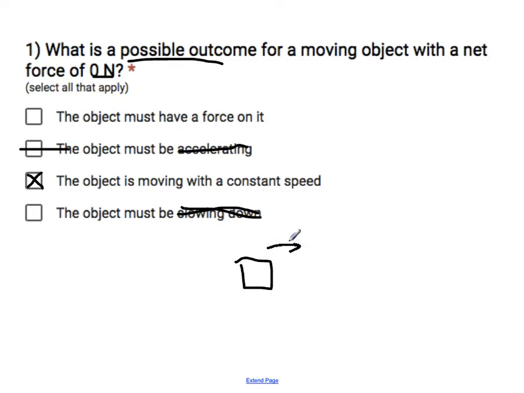Let's say we threw it to the right. We get a velocity to the right, but there would be no forces. F net, and not even just F net, but all the forces, equal 0. And so that is an example of where this one isn't always true. So the only thing we should check on this one is the object is moving with a constant speed.